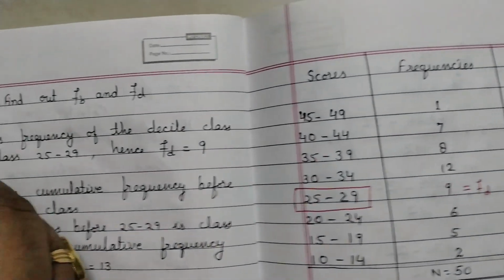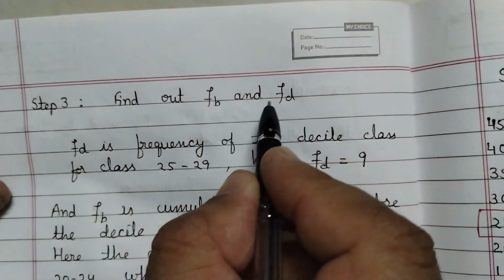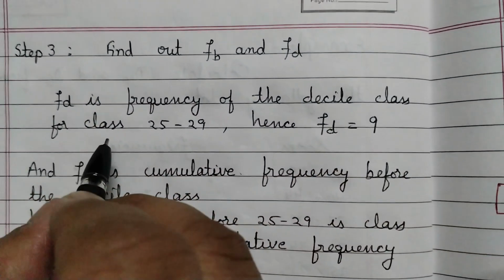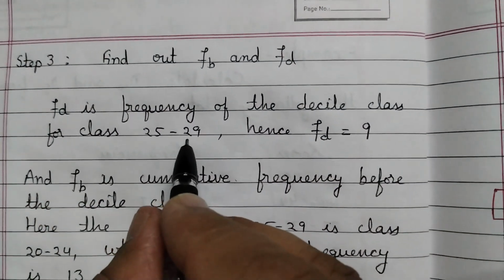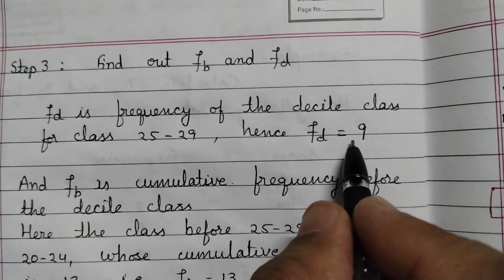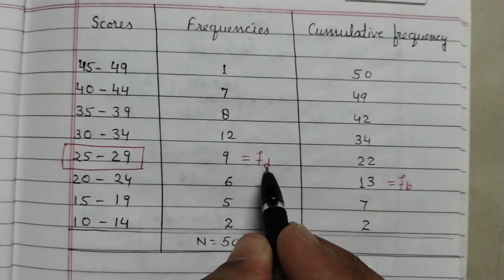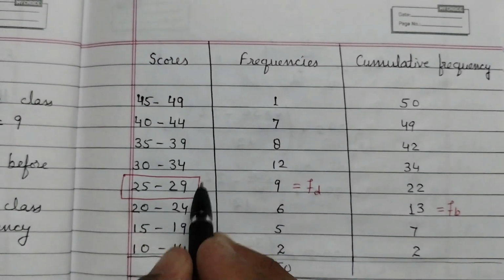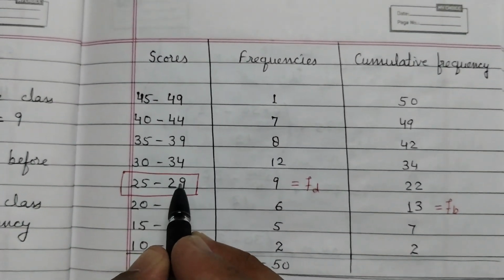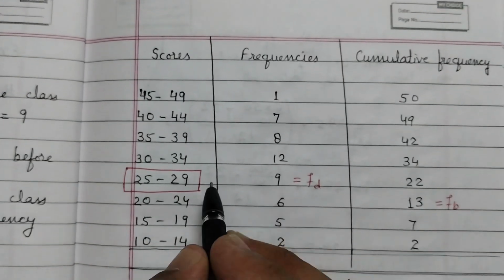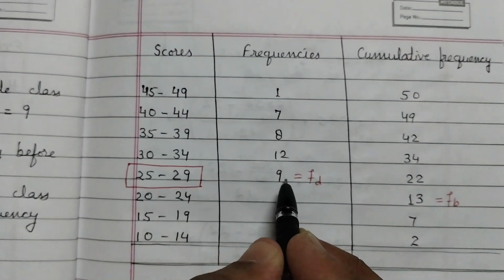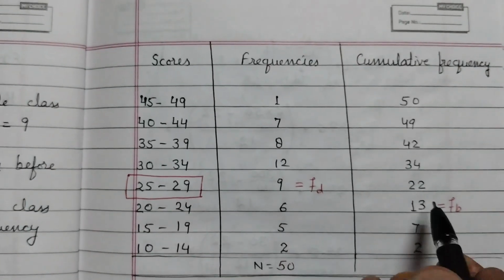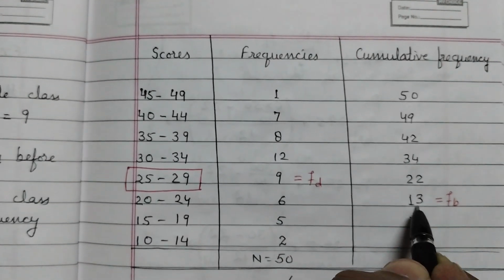Now come to step 3. Find FB and FD. FD is the frequency of the decile class. For class 25 to 29, hence FD is equal to 9. Now come to the table. This is the decile class 25 to 29, and its frequency is 9, so the value of FD is 9.